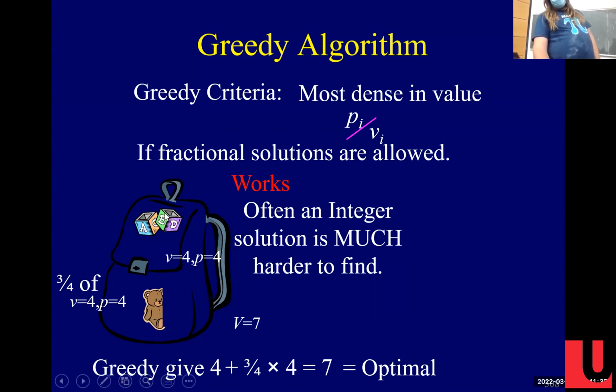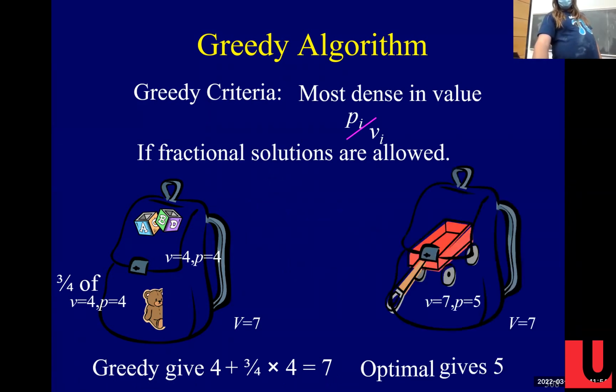Well, the blocks were worth 4, and the entire bear was worth 4, but we only took 3/4 of the bear. So we got 3/4 of the 4. That gives us a 7. No, the wagon was only 5. It had volume 7, right? But its price was 5.